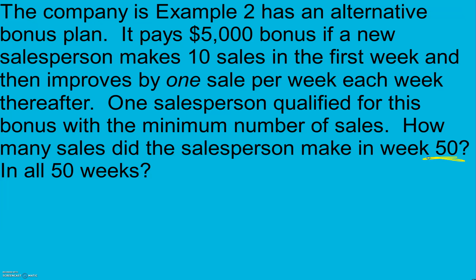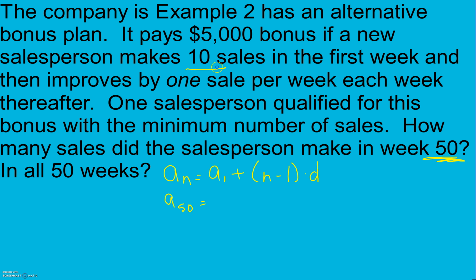So when we're looking for the specific value, just week 50, we're looking for that term, which means we're going to use our sequence. A sub n equals our first term plus our common difference times n minus 1. We want the 50th term.